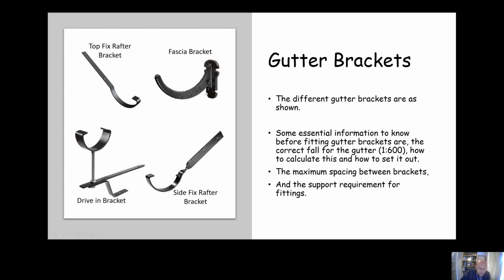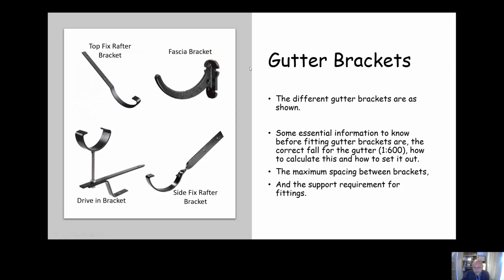A fascia bracket would be fixed directly onto the fascia board, like the example you can see here. But you can also get rafter brackets. You can get top fixed rafter brackets, which would fix onto the top of the rafter, side fixed rafter brackets, which would fix onto the side of the rafter, and drive-in brackets, which would be driven into the brickwork, hammered into the brickwork.